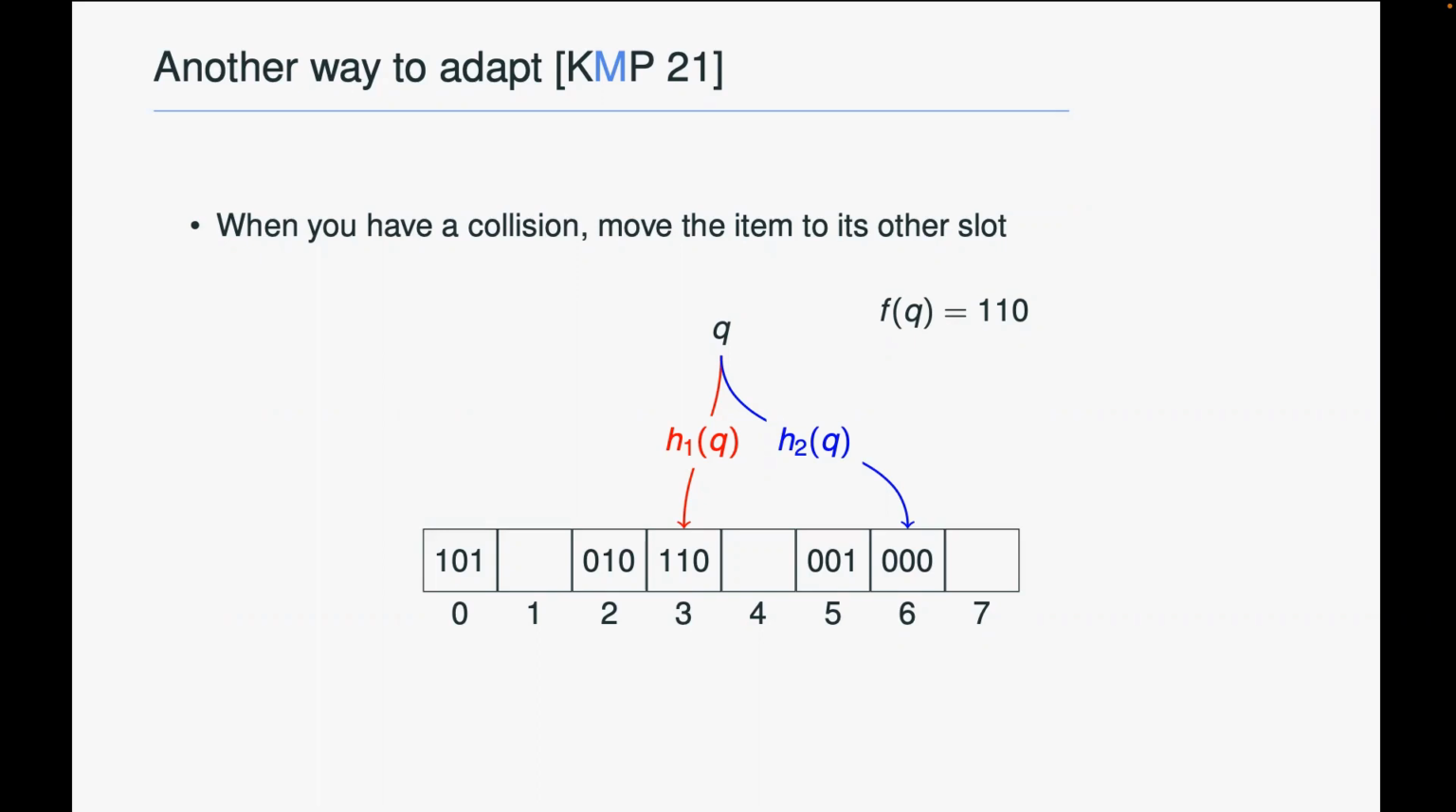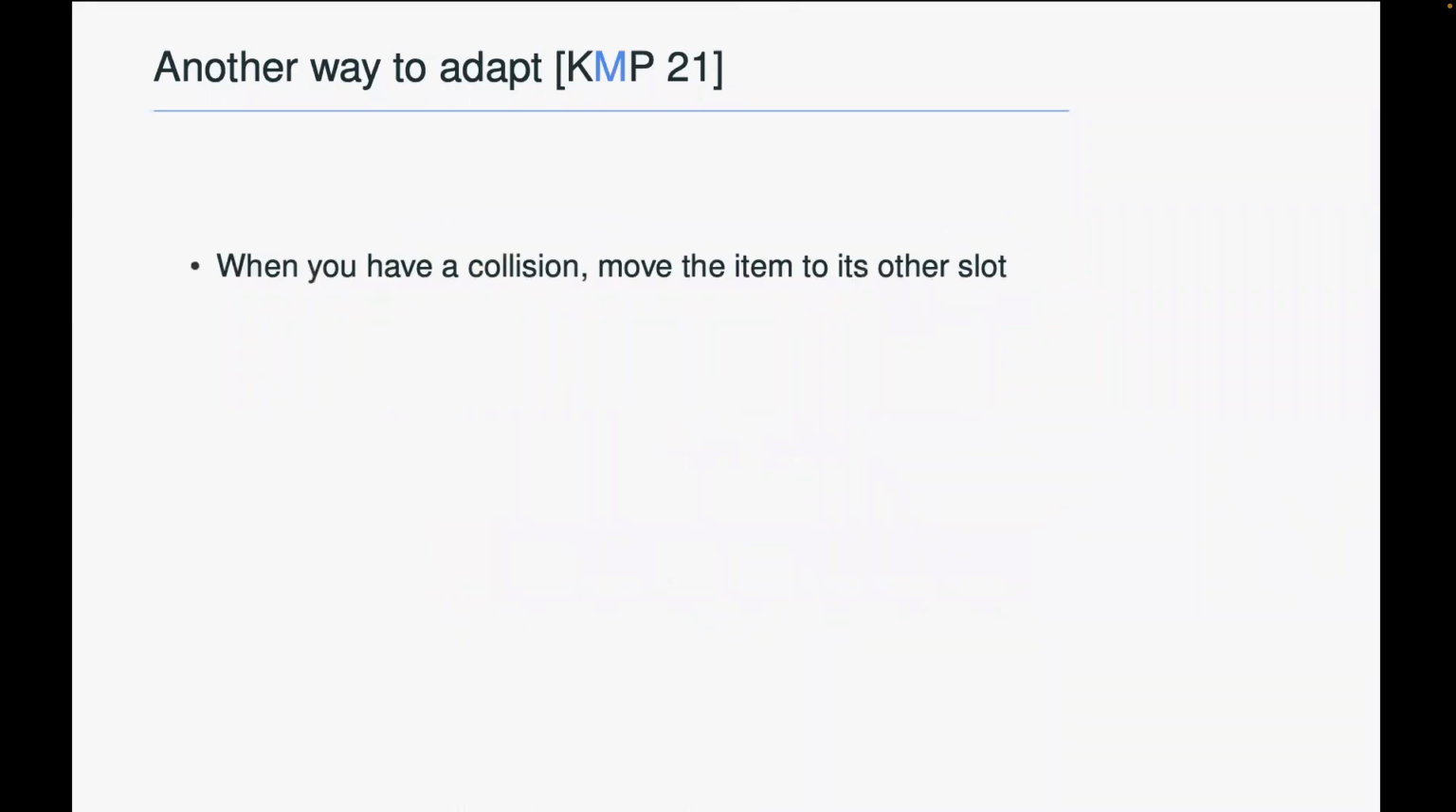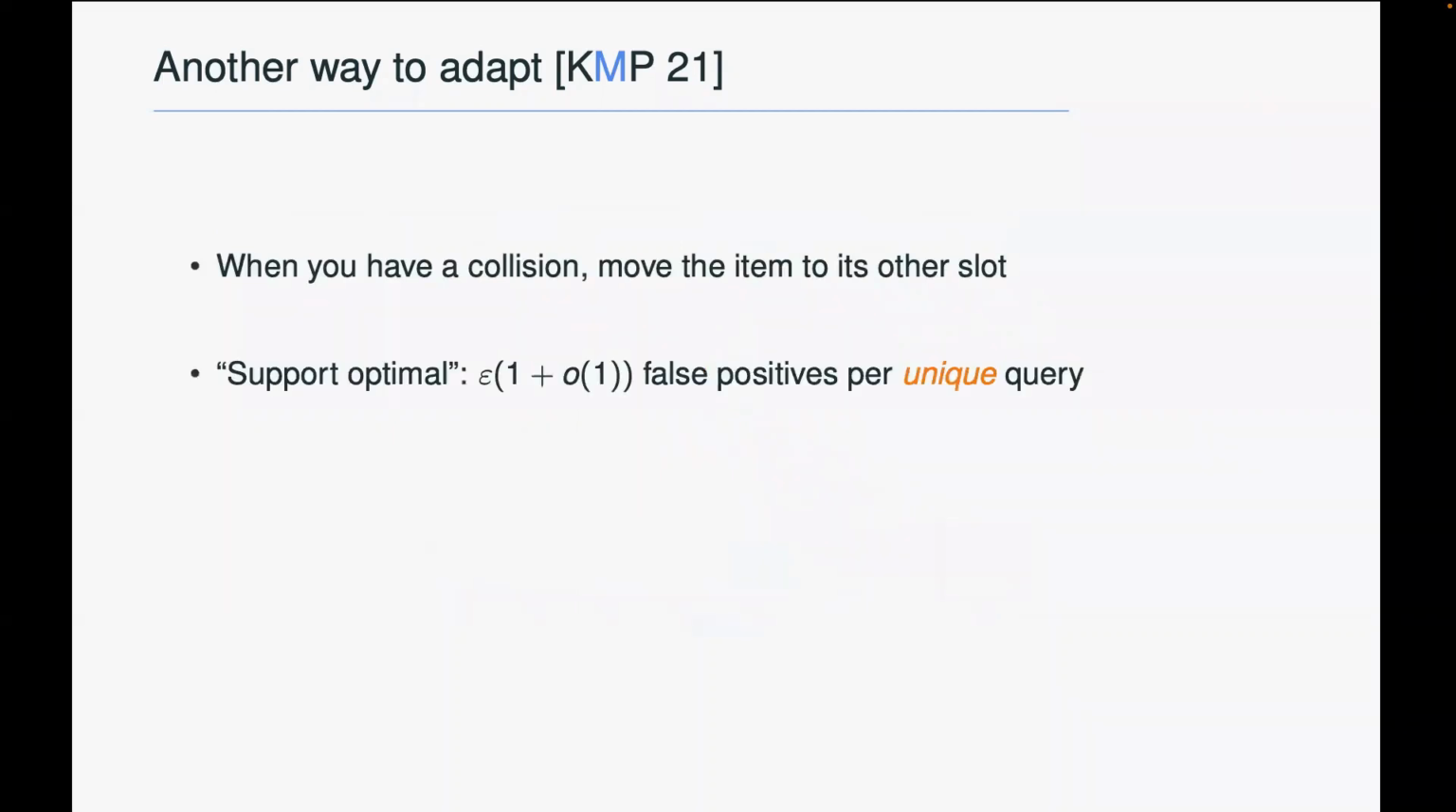Let's just take the element and move it to its other slot. So here I have a query, fingerprint 110. It matches the element in this slot. Rather than changing that fingerprint, I'm just going to move it around the table using exactly the same cuckooing method that I had before. After I move those elements, Q is no longer a false positive. So when you have a collision, move the item to its other slot. Just like in normal cuckoo hashing, we do that recursively.